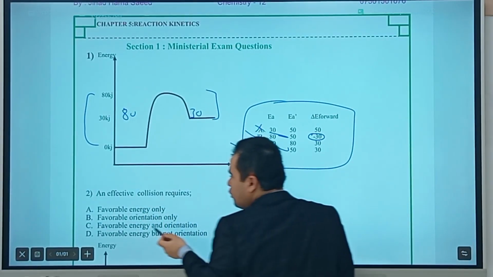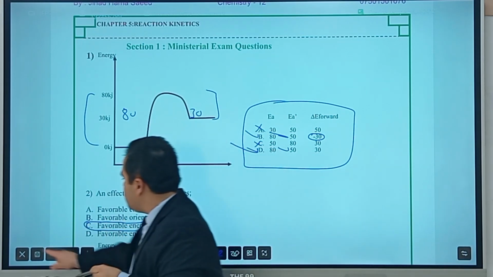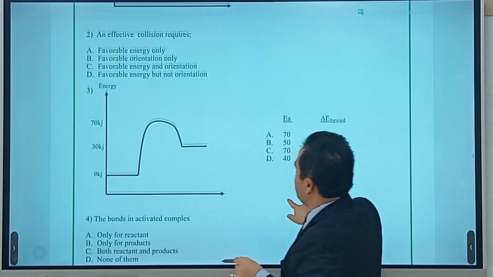To be effective, collision requires what? Favorable energy and orientation. We talked about this in collision theory.